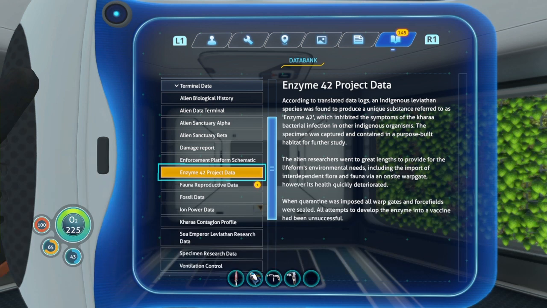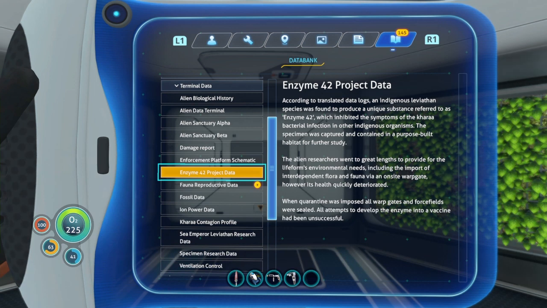The specimen was captured and contained in a purpose-built habitat for further study. The alien researchers went to great lengths to provide for the lifeform's environmental needs, including an import of interdependent flora and fauna via an on-site warp gate. However, its health quickly deteriorated. When quarantine was imposed, all warp gates and force fields were sealed. All attempts to develop an enzyme into a vaccine had been unsuccessful.